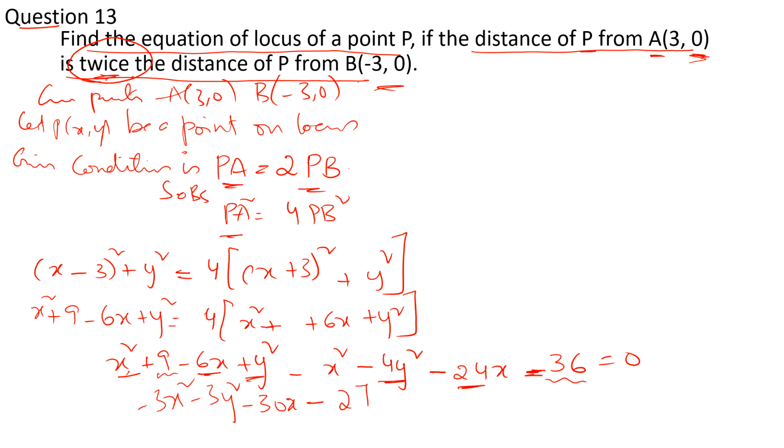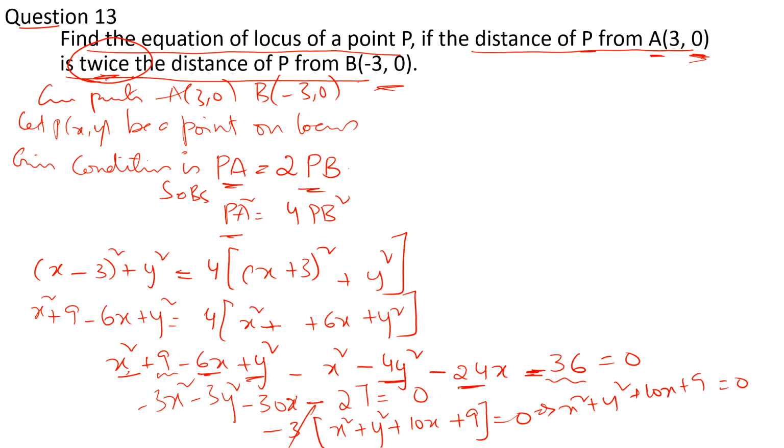30x minus 27 is equals to 0. So here I'm taking minus as common, so minus 3 as common, so x square plus y square plus 10x plus 9 is equals to 0. So ignore this 3 and final equation is this one, x square plus y square plus 10x plus 9 is equals to 0.